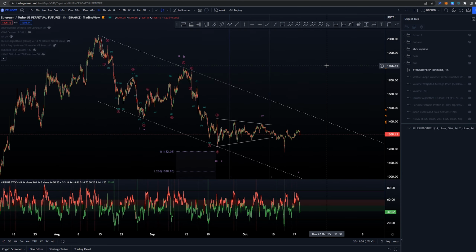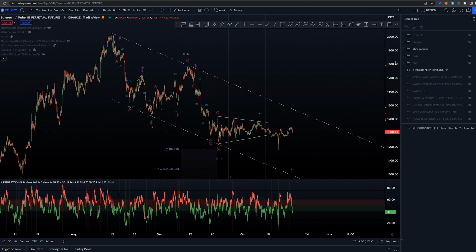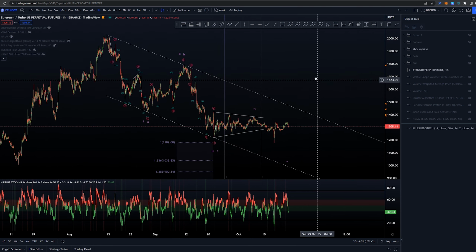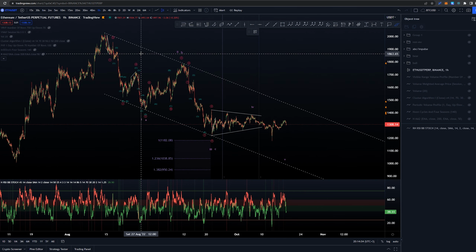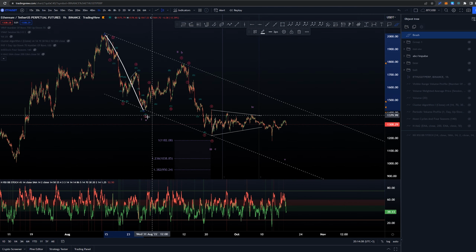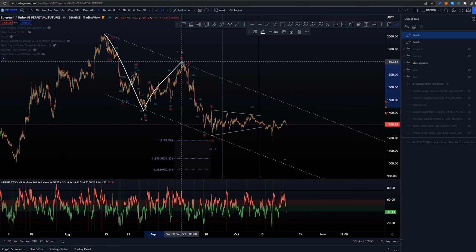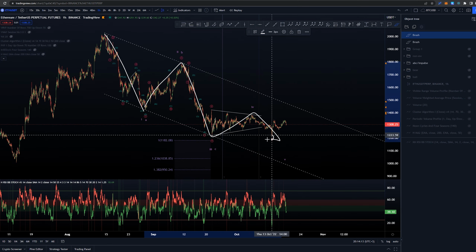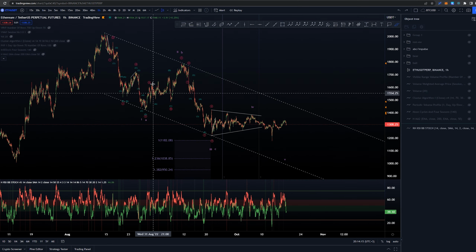On the higher time frame, we have a few different options, unfortunately. One of them is very much more bearish, which is again not to my liking, to be honest. For this one, we would be looking at this as a wave 1, wave 2, 3, 4, and then 5, possibly ending at these lows.